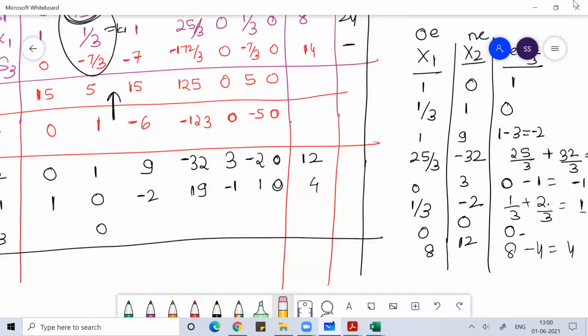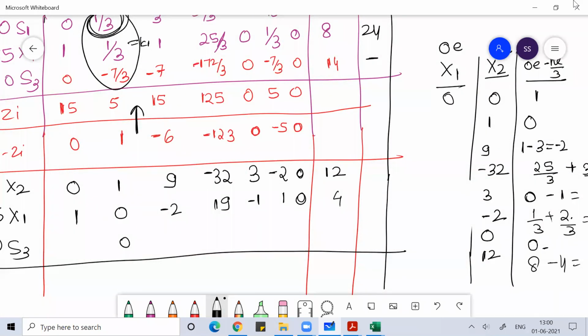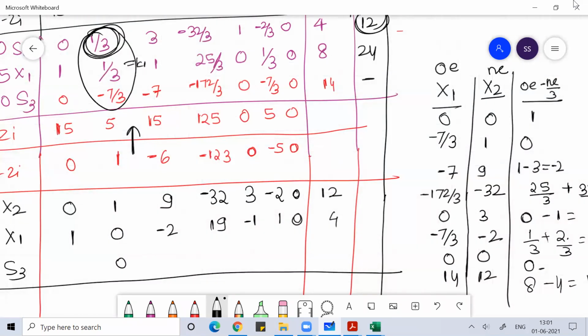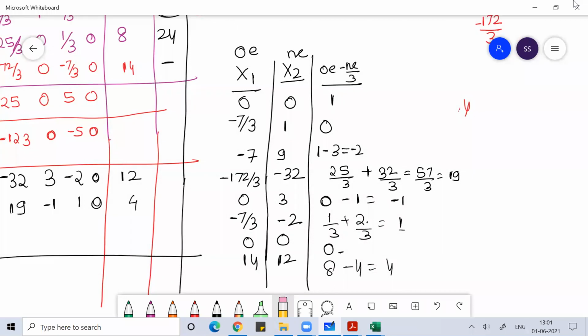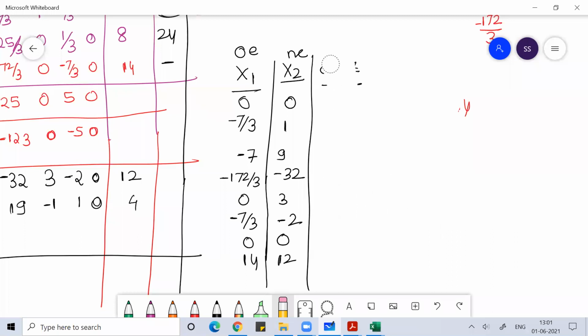Similarly I'll find the new values of s3. How will I find new values of s3? You can find new values of s3. New values of s3: 0 minus 7 by 3, minus 7 by 3, 0, 14, and constant is minus 7 by 3.